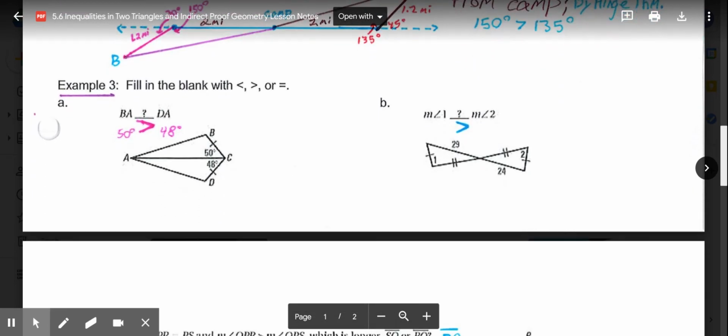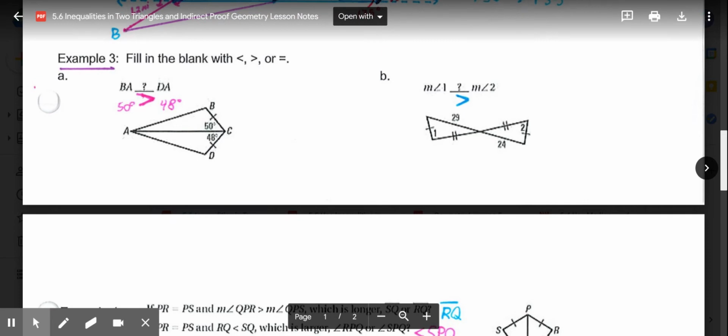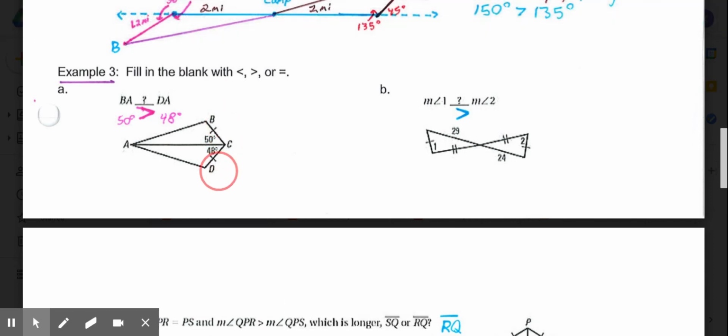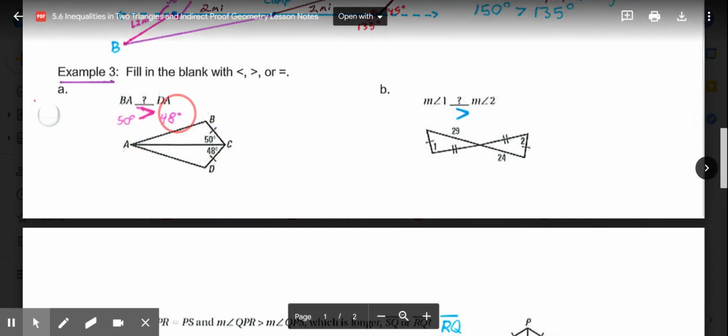In example 3, they just want us to fill in the blanks with less than, greater than, or equal to. In part A, we're looking at BA and DA. These share side AC. So we have a side AC, and then BC, congruent to CD, is another side, and then an included angle. So I can use the hinge theorem. 50 is greater than 48, so the side opposite the 50, which is BA, would be greater than the side opposite the 48, which was AD. So BA is greater than DA.